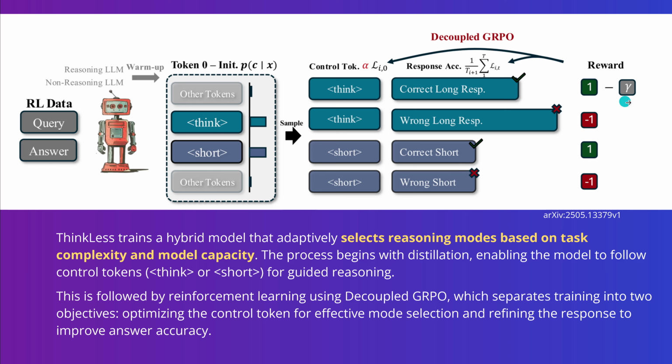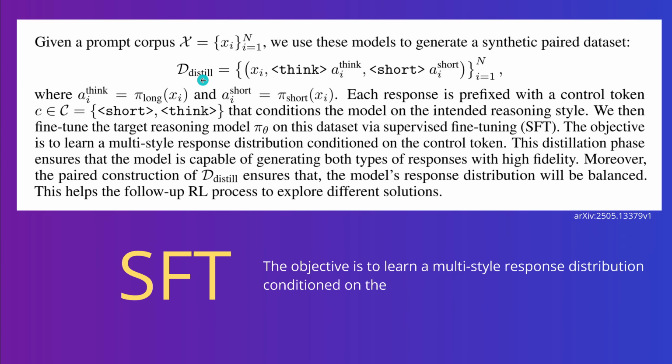But of course, this is what's really playing here. Following reinforcement learning, decoupled GRPO separates the training into 2 objectives, optimizing the control token for effective mode selection, and then refining the response. Let's have a look at this. So we now generate a synthetic paired data set. Everything starts with a data set. Now we have a data set with the thinking and with the short thinking, if you want.